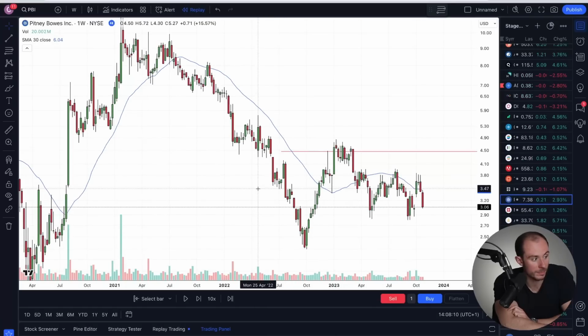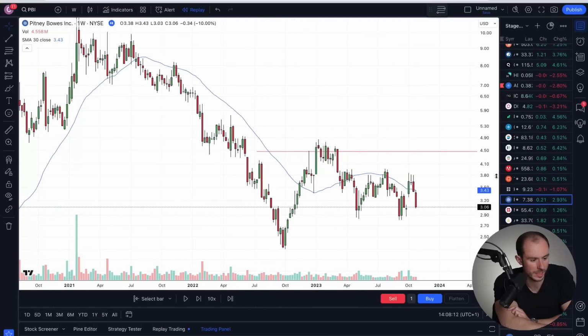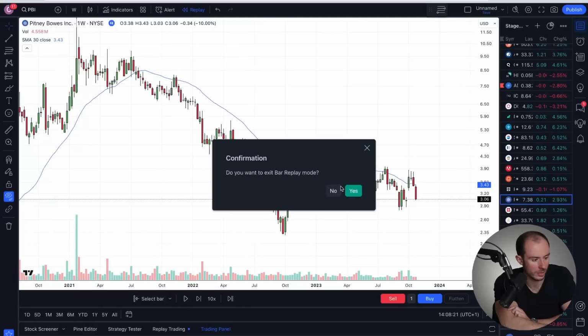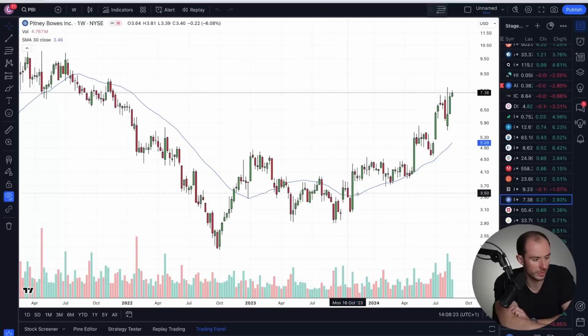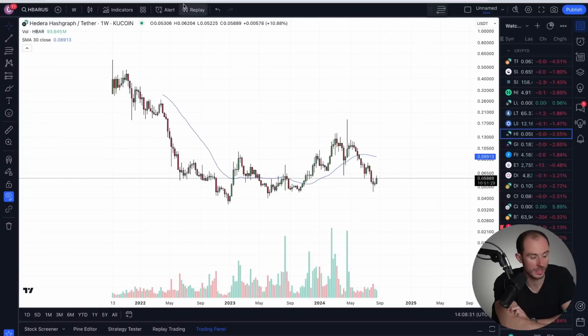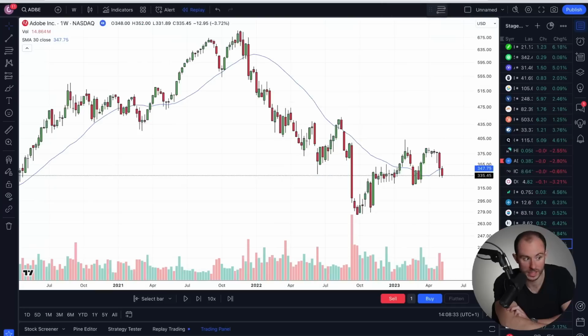Here's another one. So this is Pitney Bowes. You can see very Hedera-esque, isn't it, in terms of where it currently is. This, of course, is Hedera. This is another stock, and you can see what this resulted in. So this one is still in an uptrend, still in a phase 2, but certainly higher prices came after being in a very similar spot to where Hedera Hashgraph currently is today.